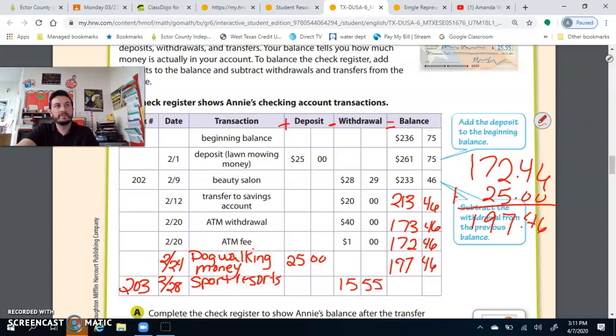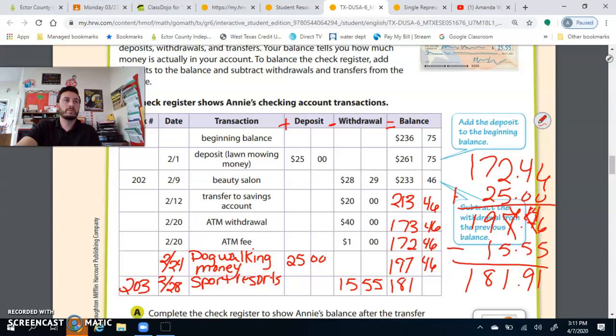Now we're going to subtract this $15.55. Again, when you subtract, you go from right to left so that if you have to borrow, you can. Right here, that's 1, but you have to borrow, so make that a 14 and make that a 6. 14 minus 5 is 9. 6 minus 5 is 1. 9 minus 1 is 8, and then 1. So now our new ending balance is $181.91.